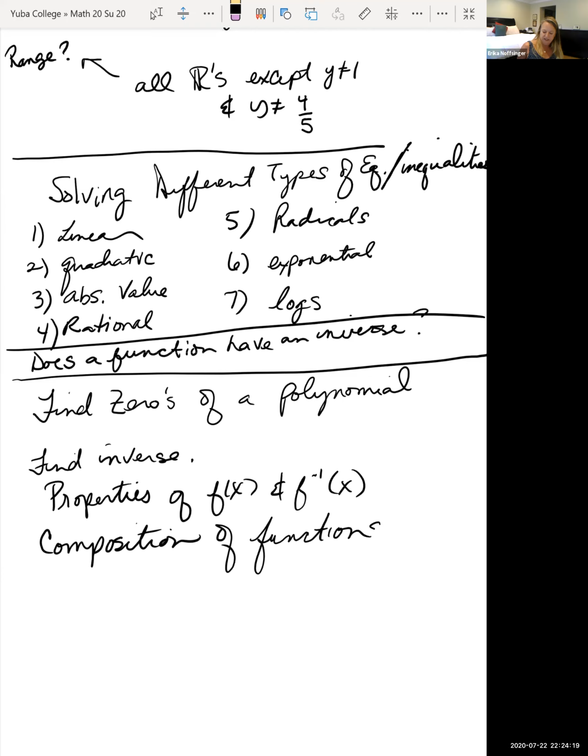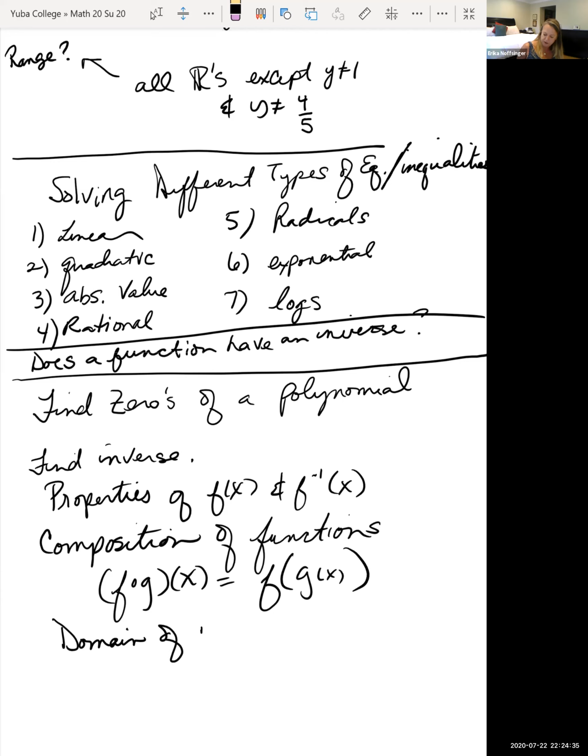So that was that little f of g of x, or the same thing as f parentheses g of x. So you're plugging in the equation of g of x wherever you see an x in f of x. You should be able to find the domain of composition functions.